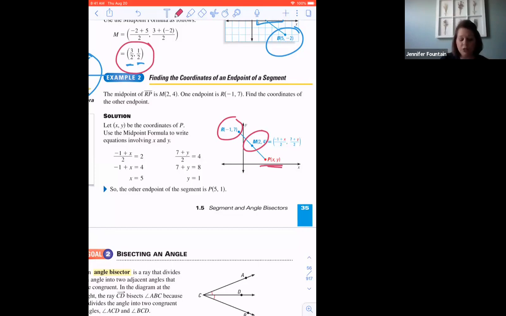So it says in the solution, let (x, y) be the coordinates of P. So we're letting that be (x, y), and then use the midpoint formula to write equations involving x and y. Basically, this side is to solve for x. They said, if I have -1 plus x, divided by 2, equals 2. Here they plugged in the x coordinate for the point that I know. That's where they're getting that -1. Then the x coordinate for what I'm trying to solve for is what I'm putting there.